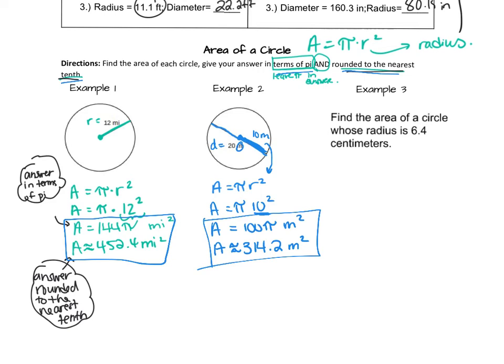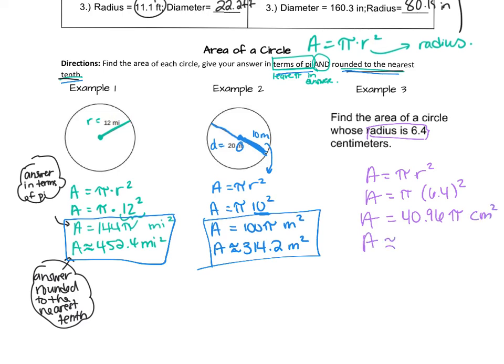All right, example 3. Find the area of a circle whose radius is 6.4 centimeters. So this one is just different because they tell you what it is instead of show you. It's actually kind of easier. They tell you r. So A is equal to pi times r squared. A is equal to pi times 6.4 squared. A is equal to, we do 6.4 squared, 40.96. And then that's times pi, and that is centimeters squared.